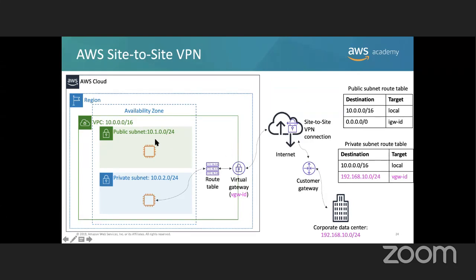So we have this availability zone here. We have the subnets, the public and the private. We have the route table. The same thing inside the AWS cloud, but now we have a virtual gateway, right? Which is going to be here at the door of the VPC. And then we have the internet connection here. That's the point of contact, the point of connection, between the virtual gateway and the customer gateway, right?